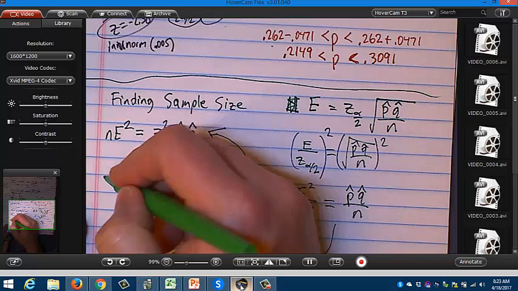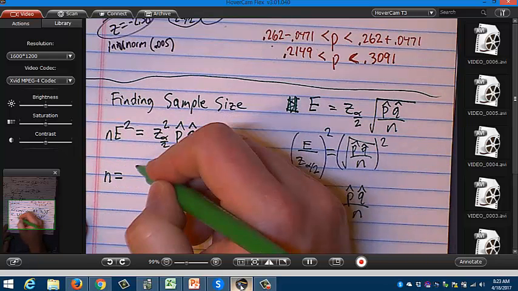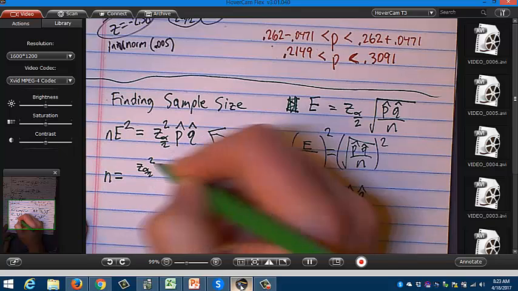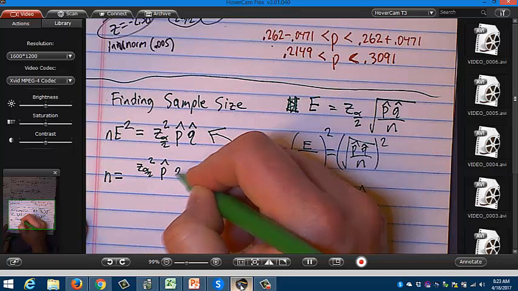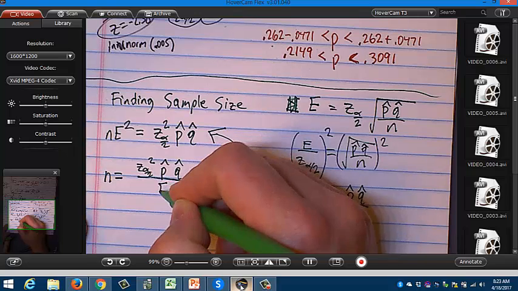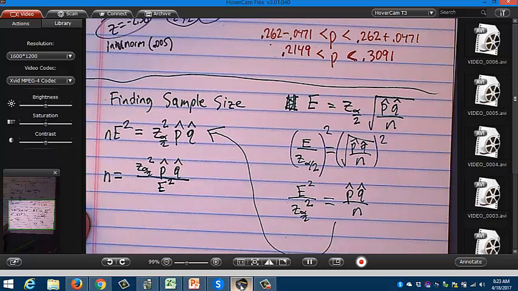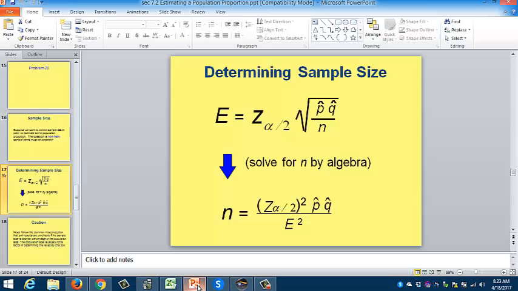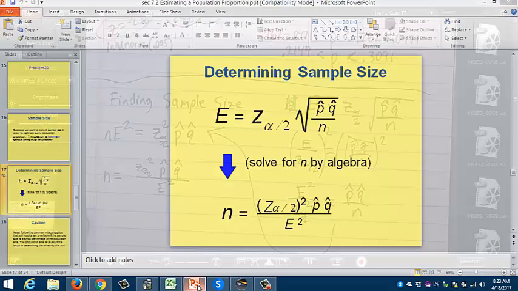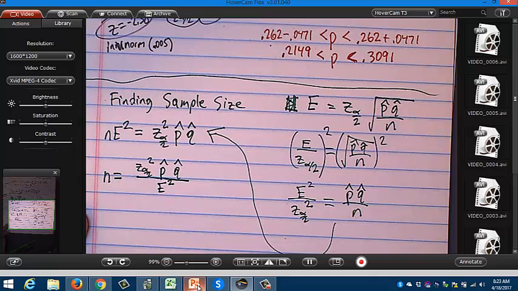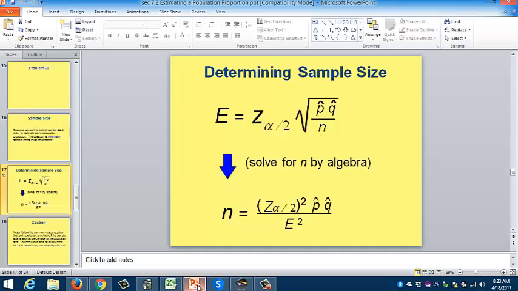So the final little formula that I'm getting is n equals z alpha over 2 squared times p hat times q hat all over e squared. Is that the formula that they're listing for me right here? Yes, it is. It's not magic. It's mathematic. Right? Okay, so we have the formula. Now, how do we use the formula? That's what I have to show you.